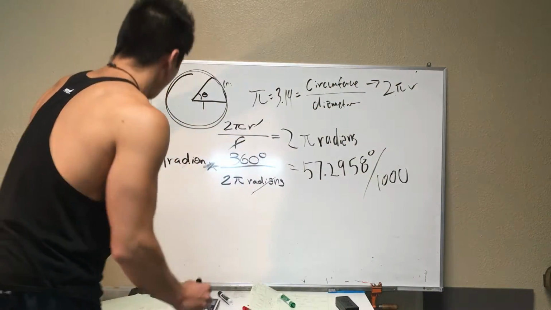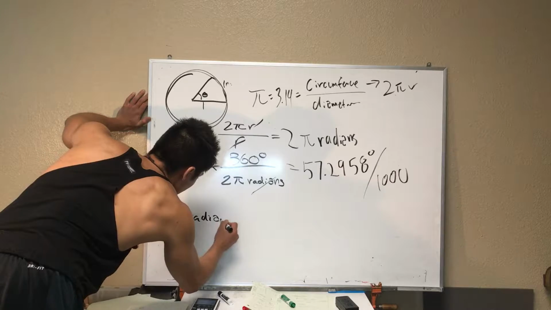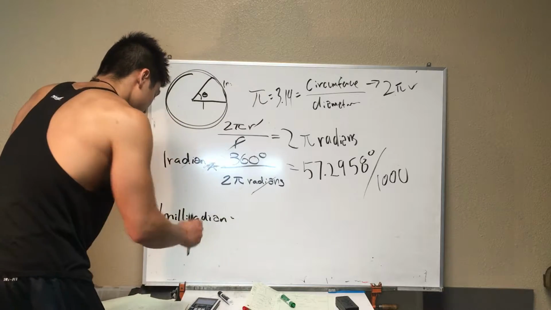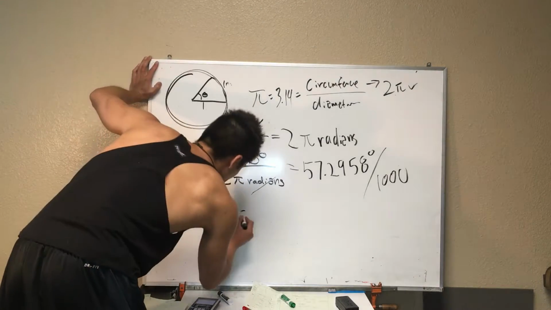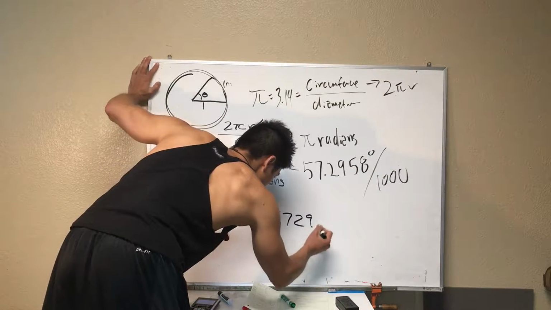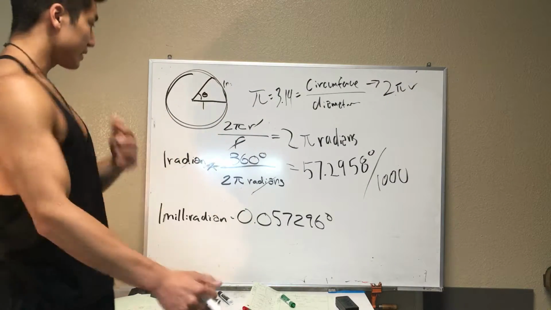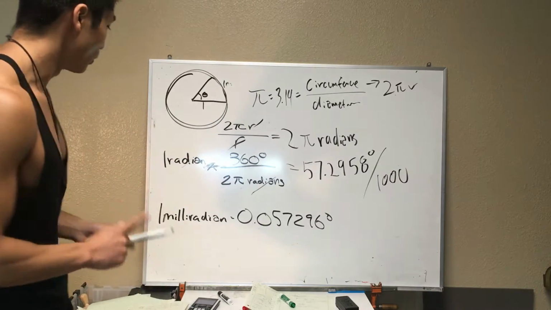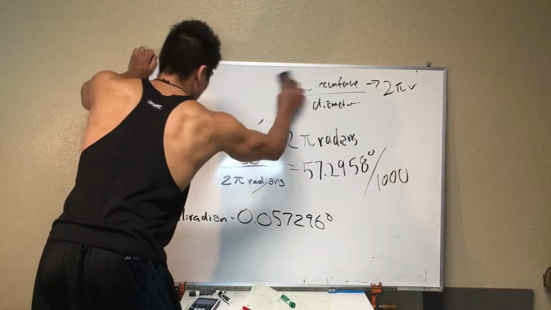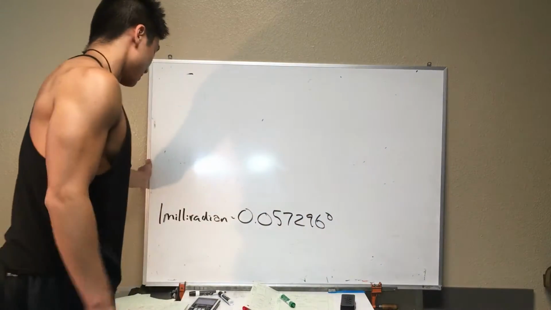So 1 milliradian is 57.2958 divided by 1000, and all you do is move the decimals a little bit. We get that 1 milliradian is roughly 0.057296 degrees. Okay, cool. So remember that. I'm going to erase all this now. Actually, I'll keep the bottom part so you guys don't have to memorize it right now.